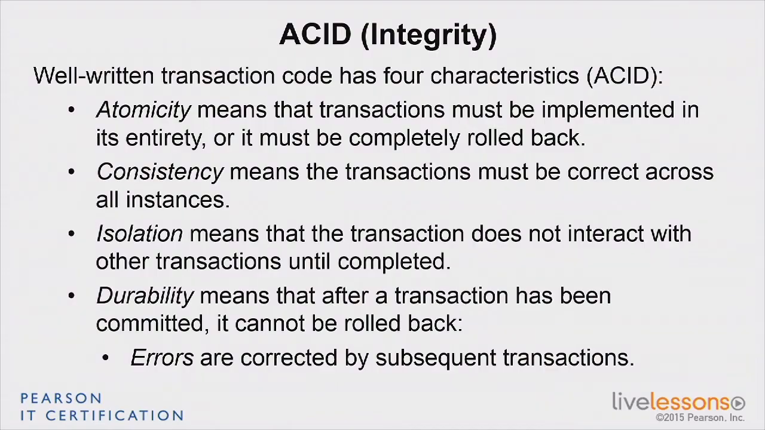So if you think through these characteristics, our rules are transactions must be implemented in their entirety or completely rolled back, so we don't have a half-formed transaction out there. Consistency, the transactions have to be correct across all instances, so everything's in balance. Isolation, that the transaction doesn't interact with other transactions until completed. And durability, that once it's completed, we don't roll it back, and that we correct any errors with subsequent transactions.